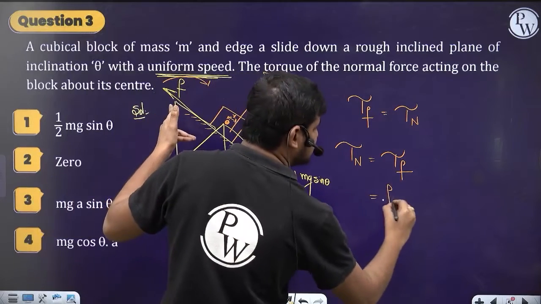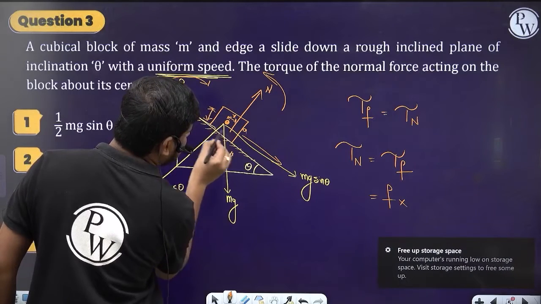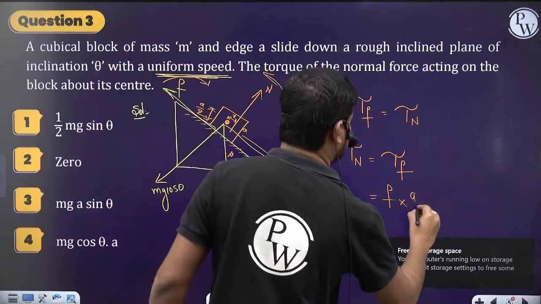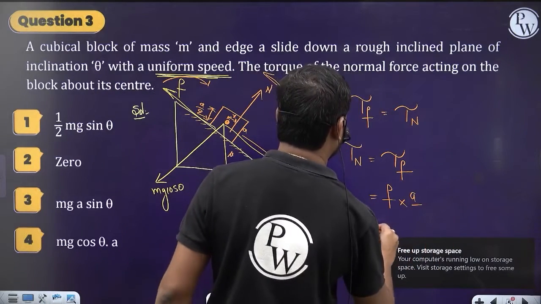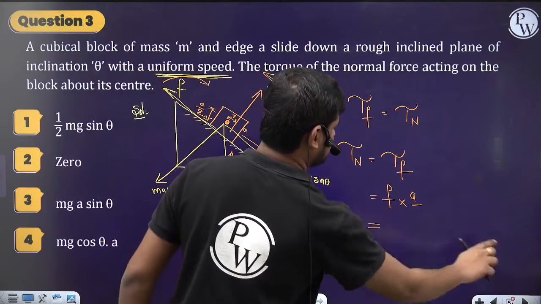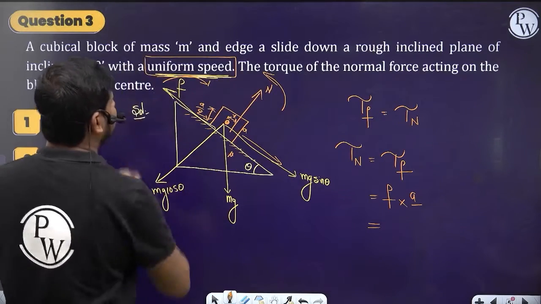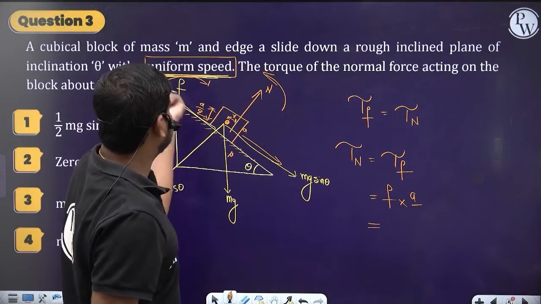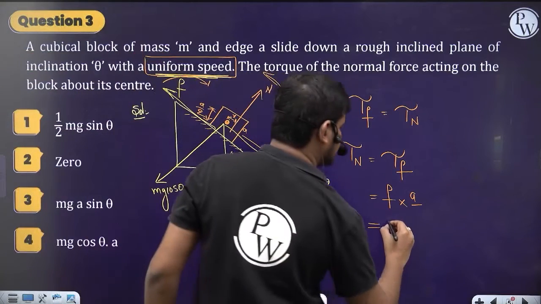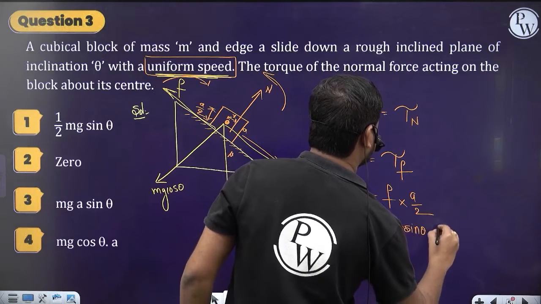The frictional force is F, and it is acting at a distance equal to half the length, A by 2. So F into A by 2. Now the important point is, what is the frictional force? The body is moving with uniform speed, so the friction will be balanced by mg sin theta. Therefore, in place of friction, I am writing mg sin theta into A by 2.